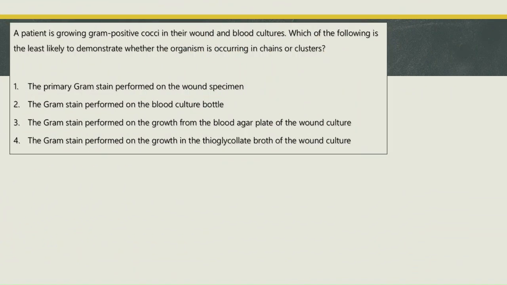A patient is growing gram-positive cocci in their wound and blood cultures. Which of the following is the least likely to demonstrate whether the organism is occurring in chains or clusters? 1. The primary gram stain performed on the wound specimen. 2. The gram stain performed on the blood culture bottle. 3. The gram stain performed on the growth from the blood agar plate of the wound culture. 4. The gram stain performed on the growth in the thioglycolate broth of the wound culture.